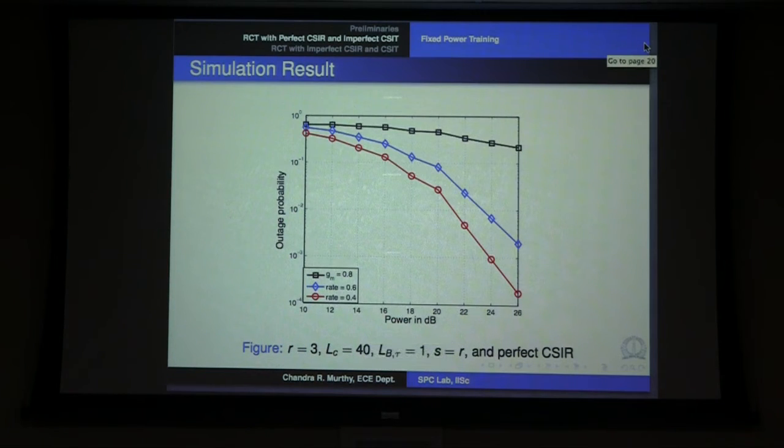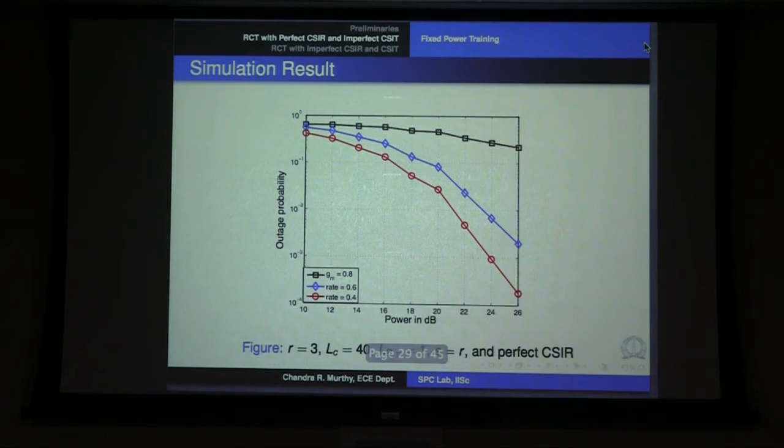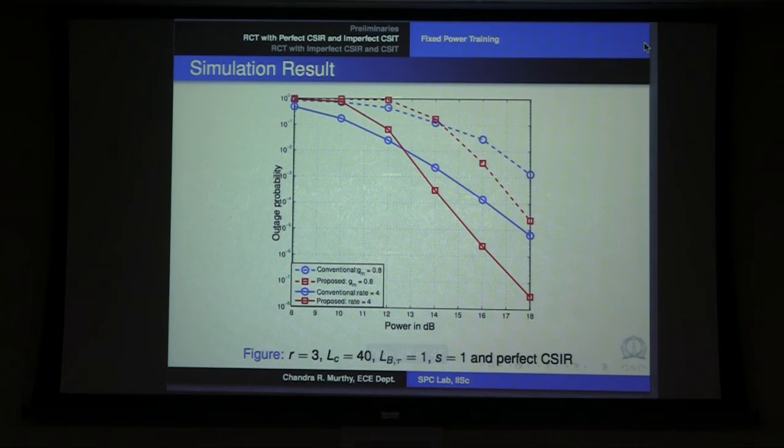This is again a plot of the outage probability versus transmit power for the proposed scheme, but for different rates and multiplexing gains. It's just a nice simulation result, with S equal to R, whereas I think the previous result was with S equal to 1.